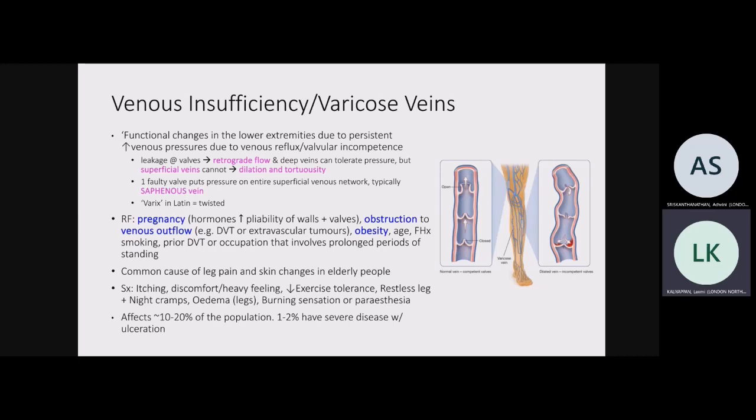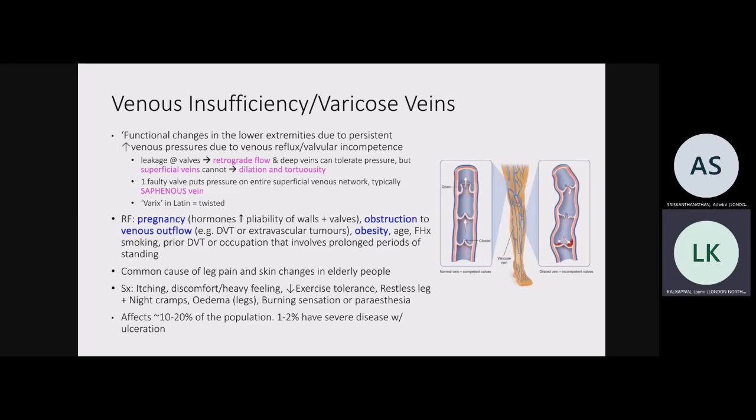So venous insufficiency and varicose veins is basically described as functional changes in the lower extremities due to persistently raised venous pressures in the venous system, and this results in venous reflux and valvular incompetence. So leakage at your venous valves will lead to retrograde flow of blood, and because your veins can tolerate high pressures, they're not like your arteries, which are muscular.